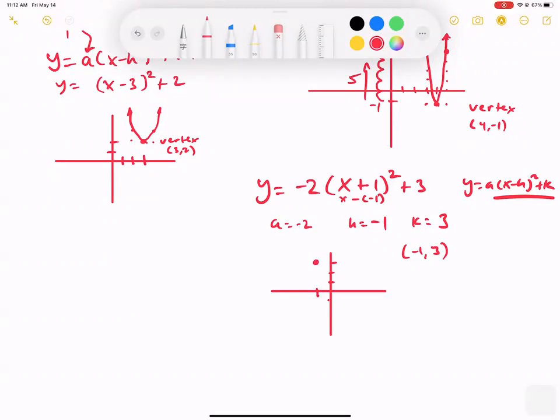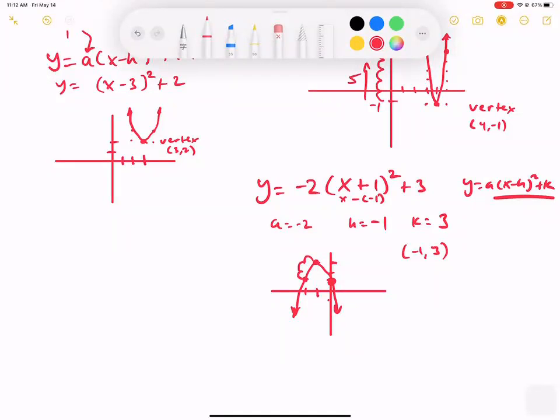Now, the a value tells me it's a negative. So would that be facing up or facing down? Imagine if your mom put a negative multiply on your allowance. That means you owe her money for rent and food and clothes. I don't know. But 1 step over means 2 steps down. 1 step over means 2 steps down. We have our parabola facing downward.